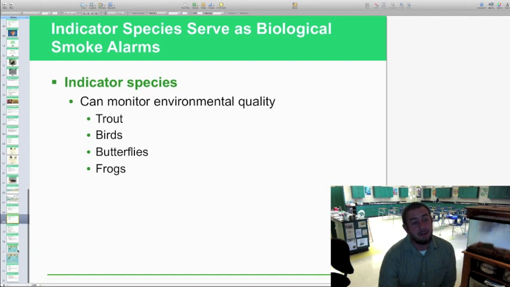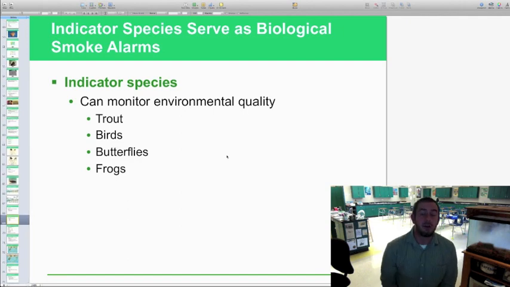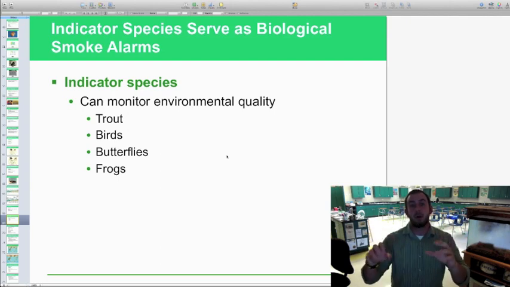All right, indicator species. This is another type of species. These are basically biological alarms. They're like saying, hey, something's wrong with the environment, whether it's water quality or air quality. If the numbers of my population are going down, or you're seeing injuries to members of my species, there's a huge issue with the environment. You gotta look at something.